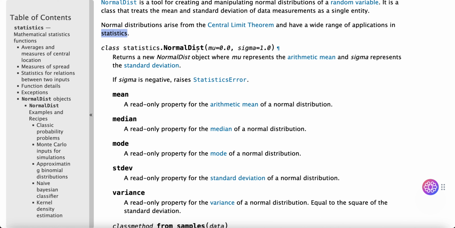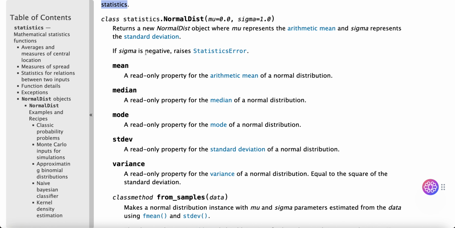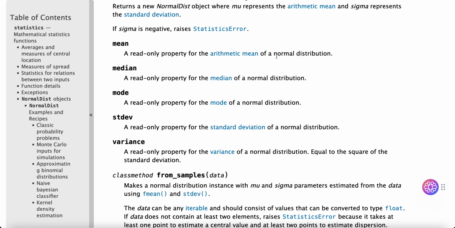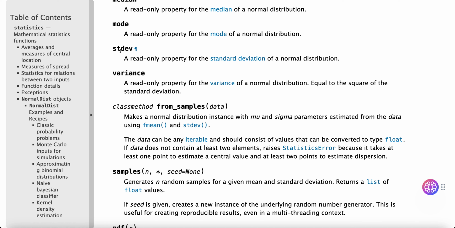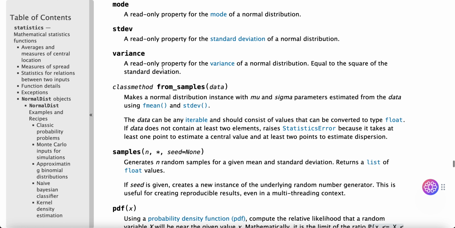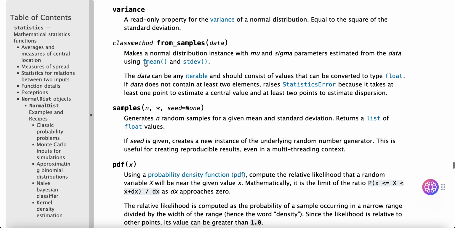Class statistics.NormalDist(mu=0.0, sigma=1.0). Return a new NormalDist object where mu represents the arithmetic mean and sigma represents the standard deviation. If sigma is negative, raises StatisticsError. Mean, a read-only property for the arithmetic mean of a normal distribution. Median, a read-only property for the median of a normal distribution. Mode, a read-only property for the mode of a normal distribution. Stdev, a read-only property for the standard deviation of a normal distribution. Variance, a read-only property for the variance of a normal distribution, equal to the square of the standard deviation.